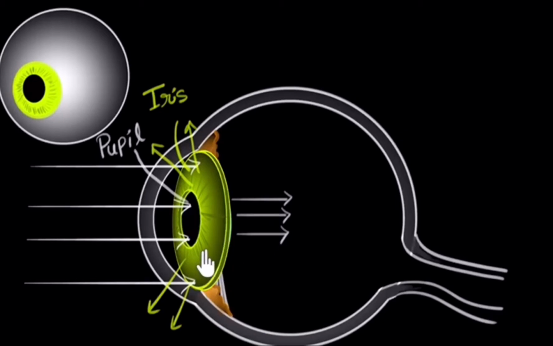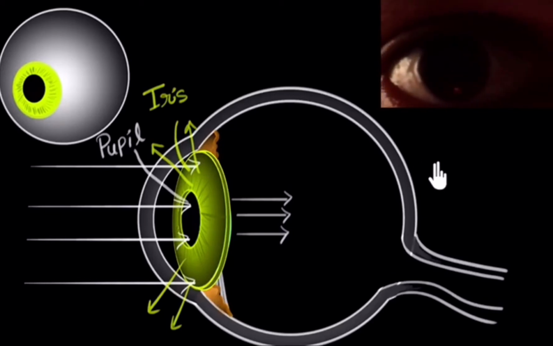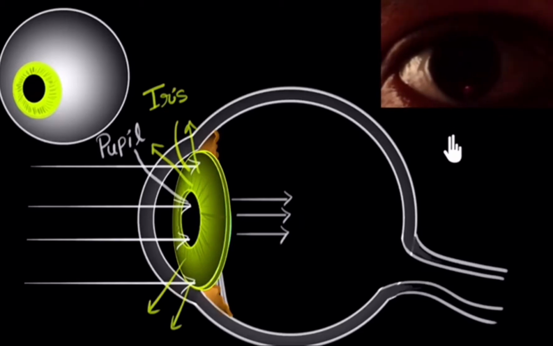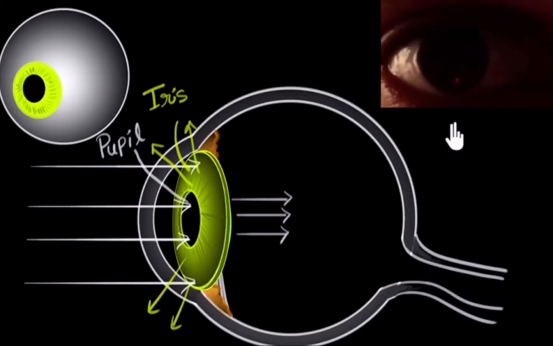And you can do this experiment at your home. Just stand in front of a mirror in a dark room. Your pupils will now be dilated. And just flash light into your eyes, and you will see immediately that pupil will get constricted, become smaller in size.